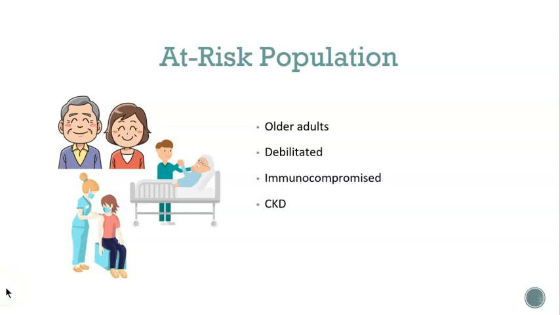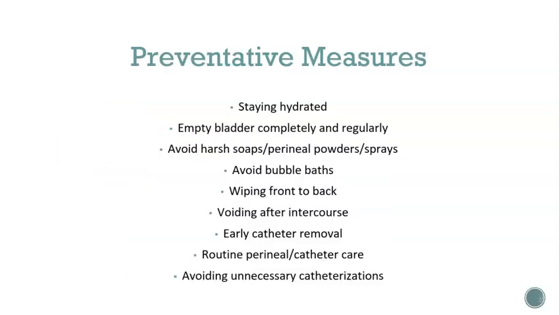With chronic kidney disease, many times we see patients who are anuric or have oliguria, so they have a decreased urinary output, so they aren't voiding as much to help flush out the bacteria that's in the urinary tract. What these preventative measures have in common is staying hydrated and voiding frequently, having good perineal hygiene, and avoiding catheters or having good catheter care if a catheter is needed.